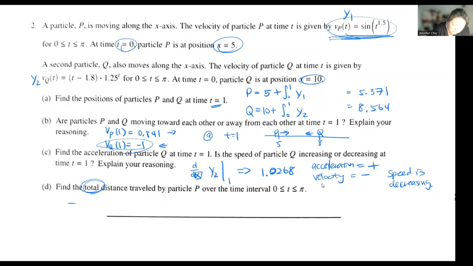So the total distance is equal to integral 0 to pi. Put absolute value around your y1 function into your calculator, and then put dx on that, not dt, because your calculator does dx. Then punch it in, you will get your total distance that way. Okay? All right.